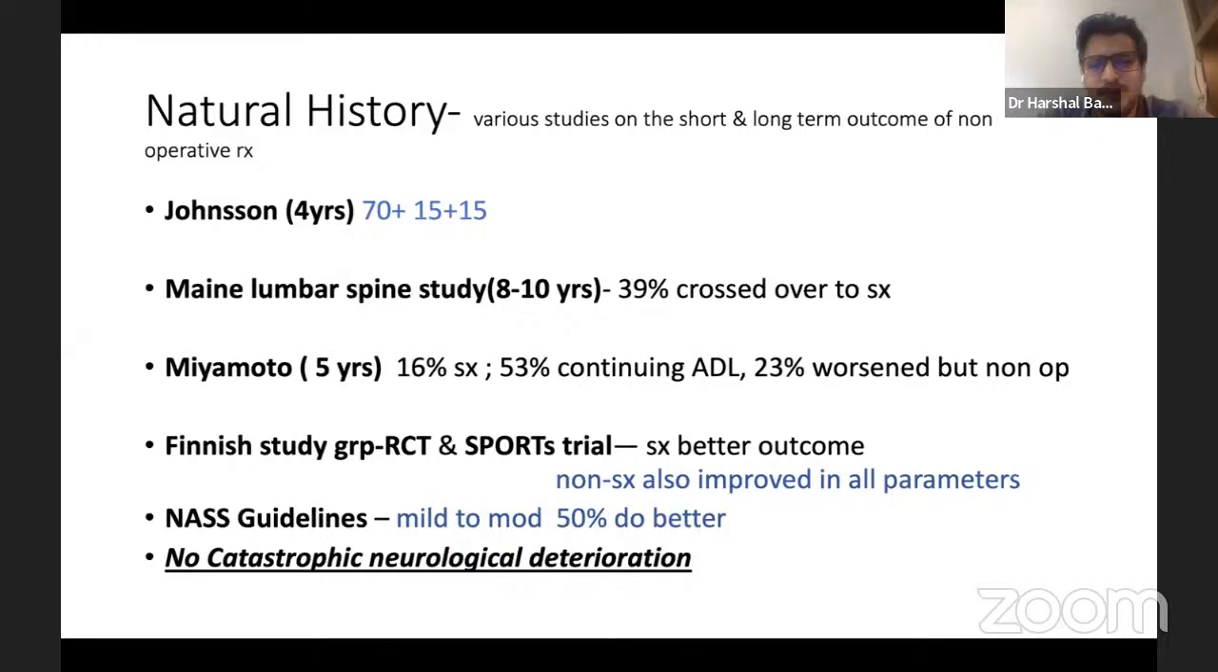Again, the Maine Lumbar study, the Finnish group, the SPORT trial, or NASS guidelines, more or less, they all say that in the long-term outcome of non-operative and operative lumbar canal stenosis, all parameters improve in both groups, but surgical outcomes are better. And there were no catastrophic neurological deteriorations noted, though I may put a star mark on that, because recently I have operated a couple of patients who had sudden cauda equina and I had to do them in an emergency. But largely you don't find that, or the percentage is less than 2%.